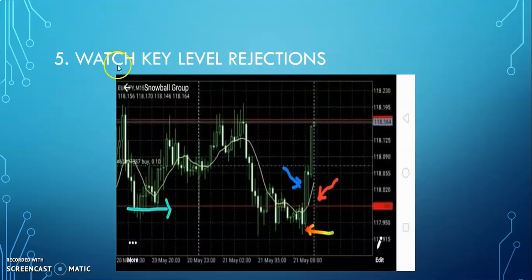Okay, another is to watch key levels. There are key levels here. Here there's a key level. Here there's a key level. Lots of resistances here. Here it serves as support. Also we have the key level here, which serves as support. And here we have the resistance. So you can place your trade near the key level.